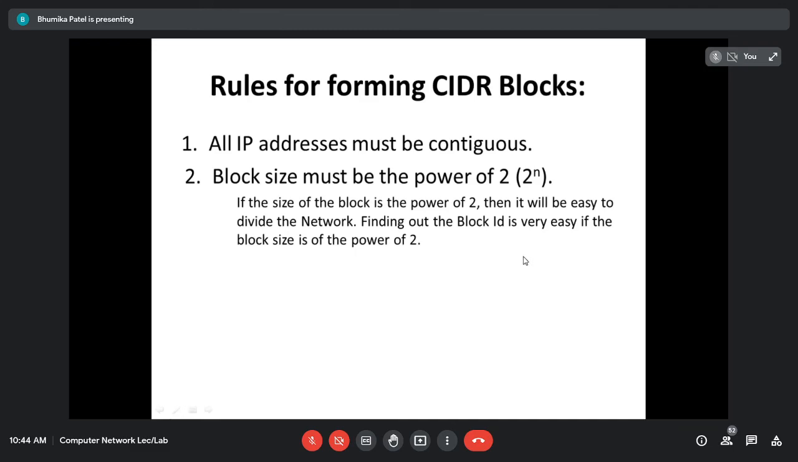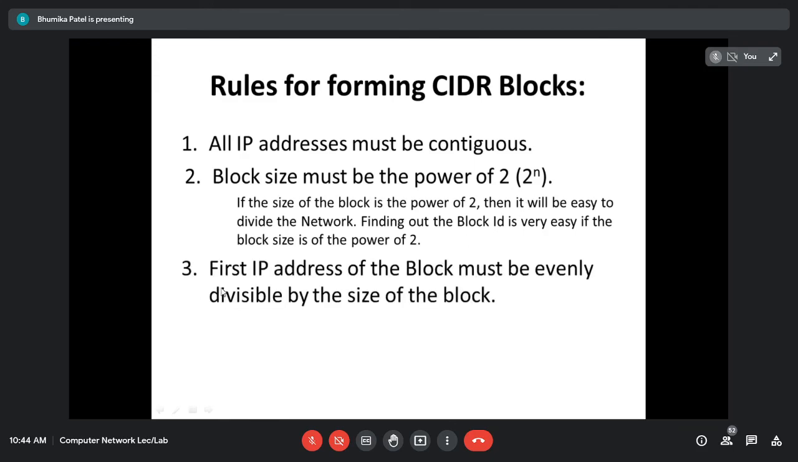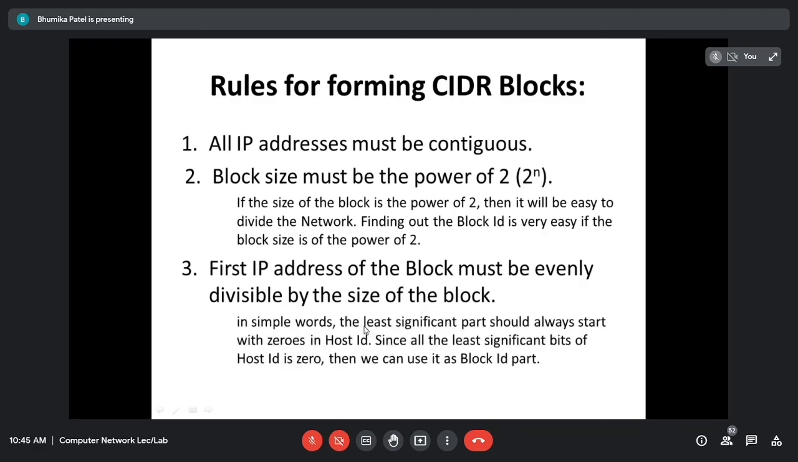Okay, so 2^5 is 32. So we will be given a total of 32 IP addresses. Okay, so we will be given a block of 32 IP addresses. And the third rule: the first IP address of the block must be evenly divisible by the size of the block. તમારો first IP address જે પણ હશે block નું, it must be evenly divisible by the size of the block. That is, for example, here the least significant part should always start with 0.